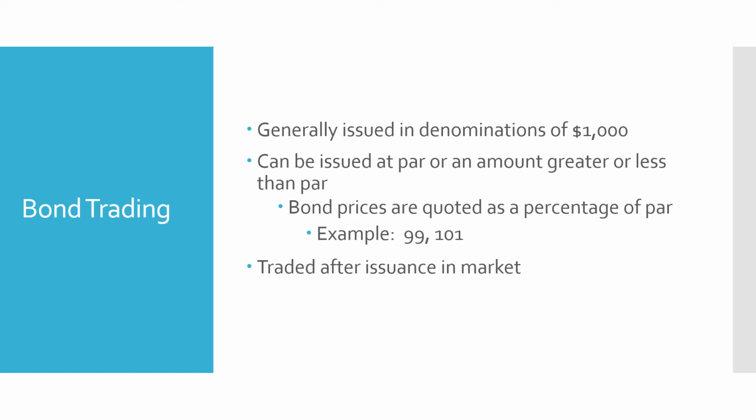We'll be talking in the next video about reasons why they might issue a bond at a price greater or less than par. But bond prices are going to be quoted as a percentage of par. So if we were going to go look up some bond prices in the Wall Street Journal, we would see numbers like 99, 101, 102 and a half, 96.5. And that means, for example, if it's $1 million worth of bonds and they're issued at 99, we would get $990,000. There is an active bond market, just like there's an active stock market. So like stocks, bonds are traded after issuance in the bond market.